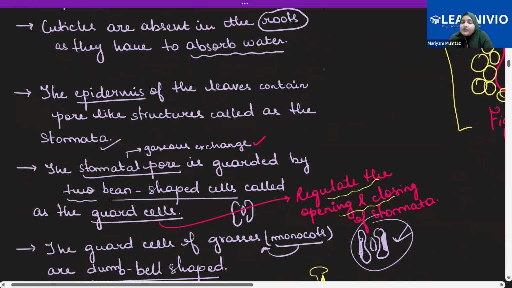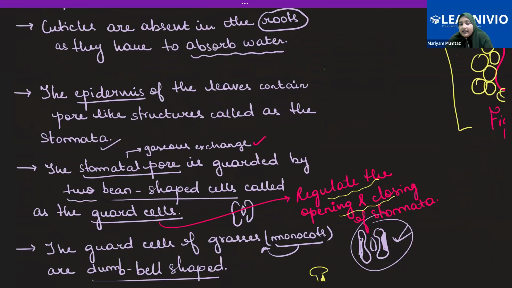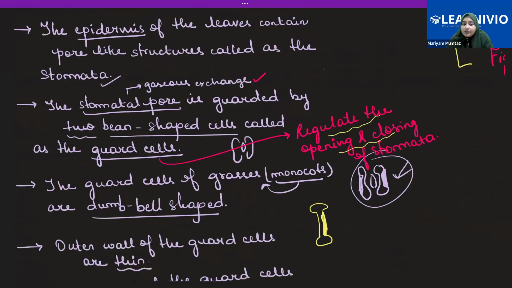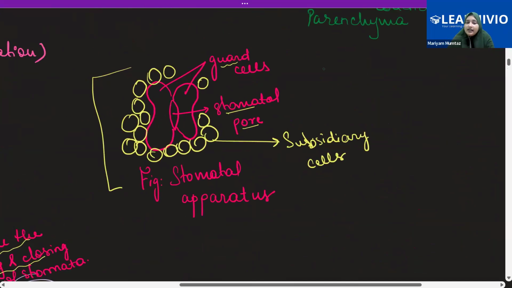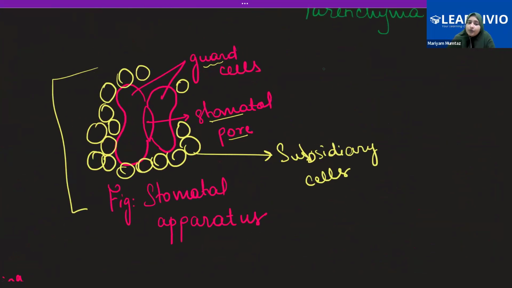Now, the epidermis of the leaf has pores, which we call the stomata. In the case of plants, the gaseous exchange, the taking in of CO2 and giving out of O2, takes place via the stomatal pore. Now, the stomatal pore is not just like that. The stomatal pore is surrounded by two dumbbell-shaped cells called guard cells. What are they responsible for? They are responsible for opening and closing of the stomata.